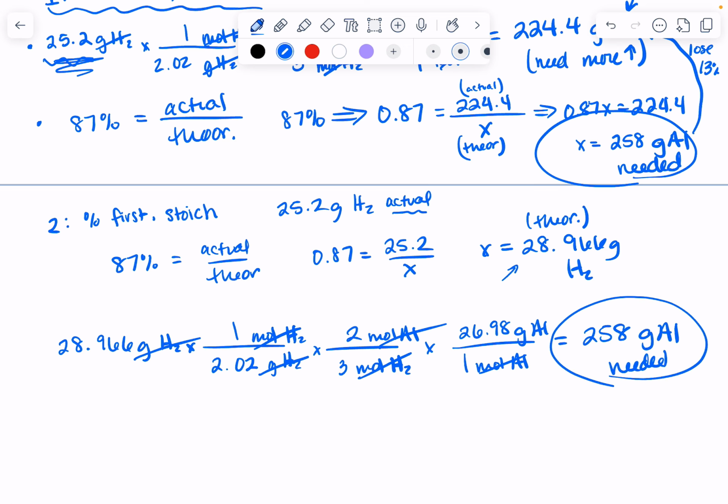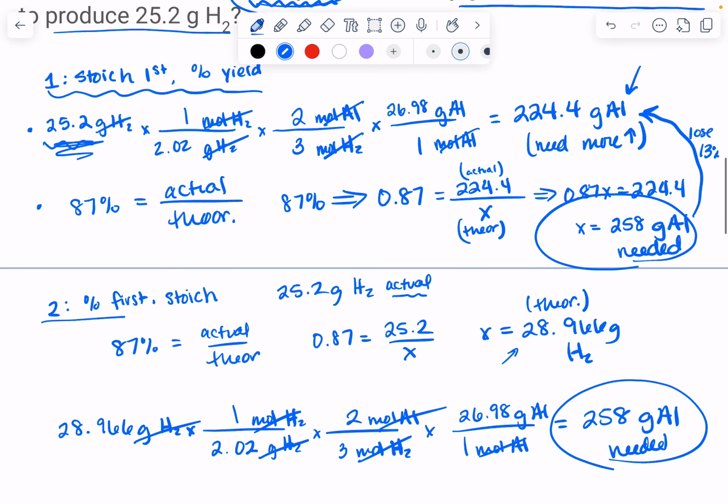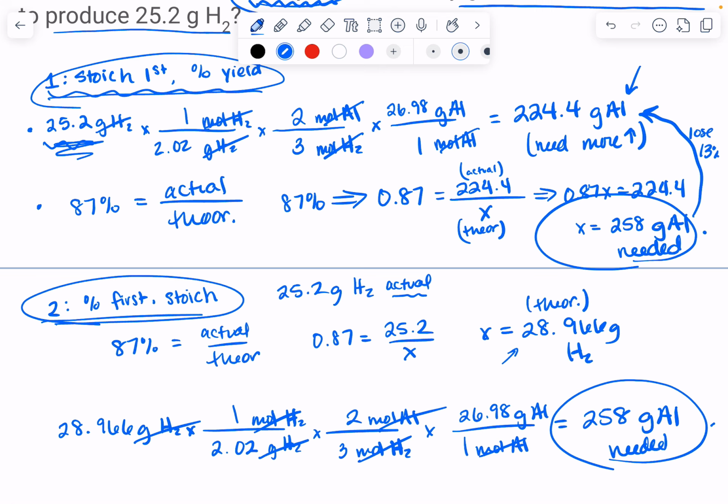So either of these methods that are shown here, either doing the stoichiometry first and the percent yield second, or using the percent yield first and going backwards to do the stoichiometry, it really doesn't matter, because you see we get the exact same answer each time. So it's really up to you, whichever method makes the most sense to you. You won't find one works better than the other. It's just whatever your preference is.